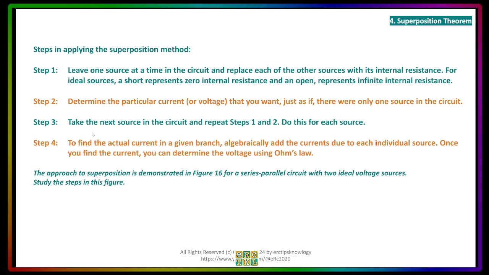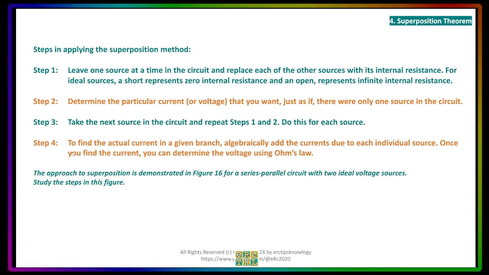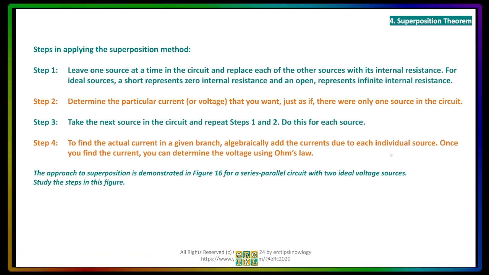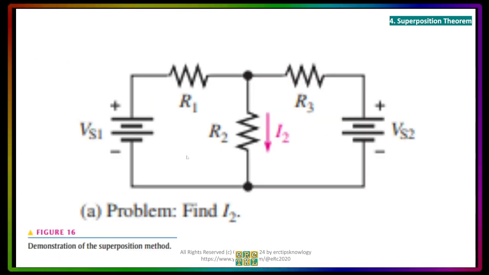Now after that, step number 3, we take the next source in the circuit, and we repeat step number 1 and step number 2 for each source. And then finally, we will find the actual current in a given branch by algebraically adding the currents due to its individual sources. Once you find the current, you can determine the voltage using Ohm's law. Of course, for those who are new, this will be very confusing. The approach in superposition will be shown in the next example, so that it will be better for us to understand these steps.